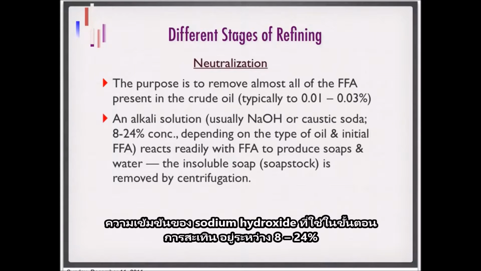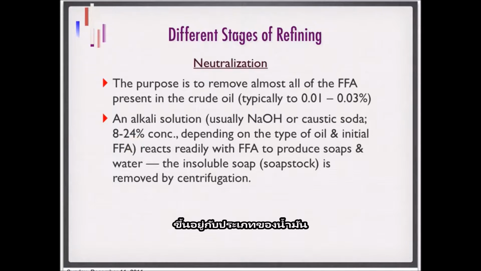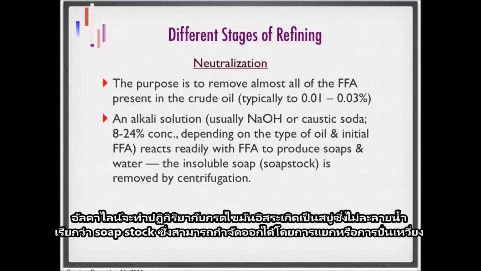The concentration of sodium hydroxide used in the neutralization step is between 8 to 24%. This concentration will depend on the type of oil and also the initial amount of free fatty acid. So the alkali will react with the free fatty acid to produce soaps, which are insoluble and called soap stock, which can be removed by the separator or by centrifugation.